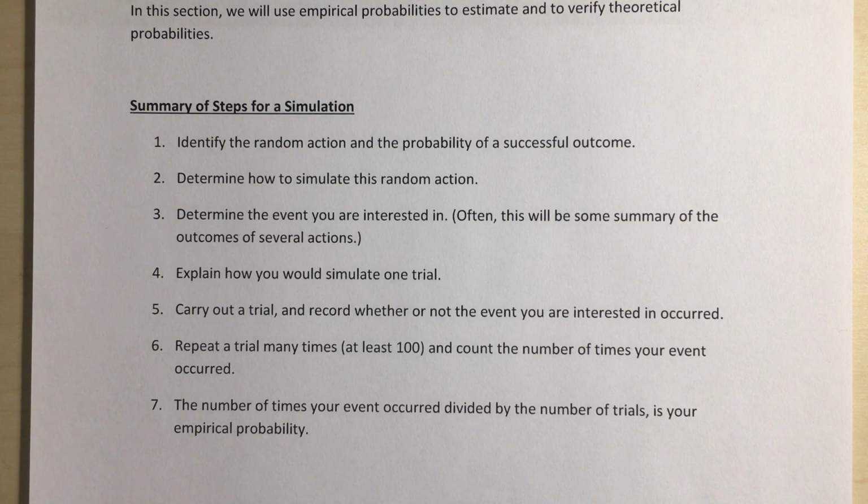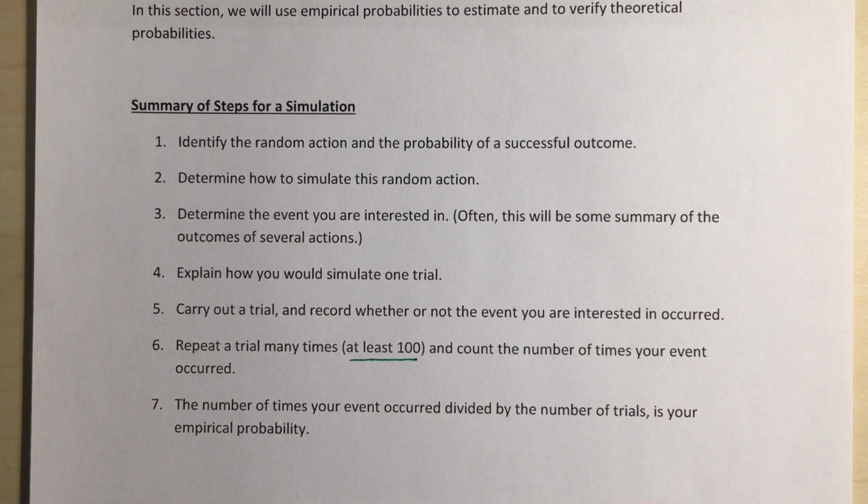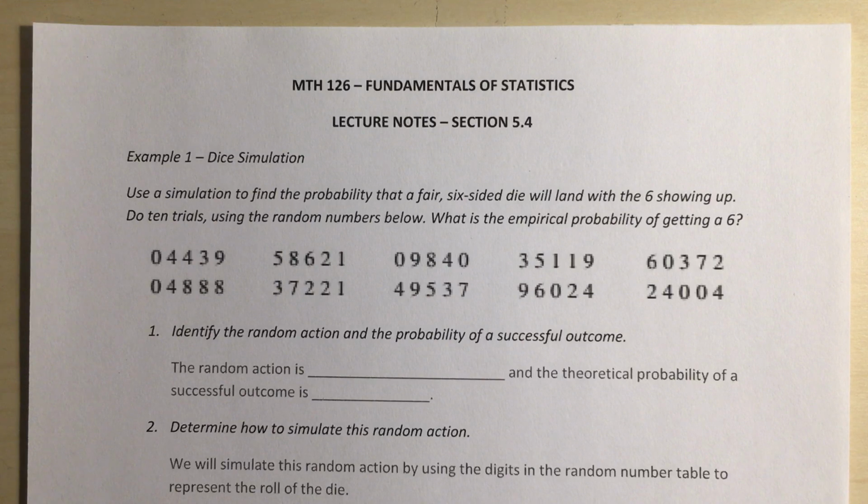For the most part, if we were looking for more accurate statistical information, we would want at least 100 trials repeated. However, in the simulation that we're going to do on the next page, we're just going to pick 10, only for time saving. But generally speaking, if we are thinking about a simulation, we want a lot of trials, closer to 100 rather than what we're going to do. The number of times your event occurred divided by the number of trials is your empirical probability. All right, we're going to take a look at an example on the next page, and this is going to walk us through all of our different steps.